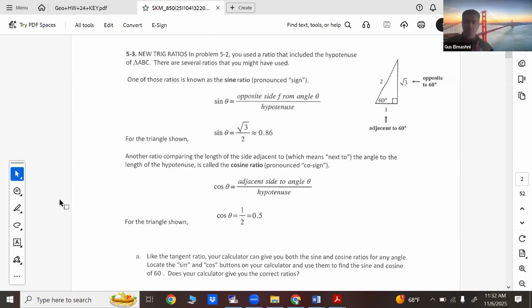There's actually a way to help you remember this. Okay, there's a way to help you remember this. There's a mnemonic you can use.